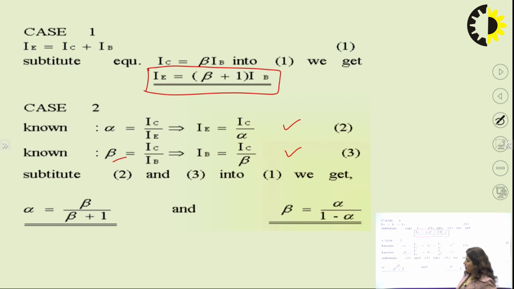That is, alpha is equivalent to beta upon beta plus 1, or beta is equivalent to alpha upon alpha plus 1. So while getting the value of alpha or beta, we can easily find out the other value. So if we know the beta, we can easily find out the value of the alpha. Similarly, if we know the alpha, we can easily find out the value of beta.